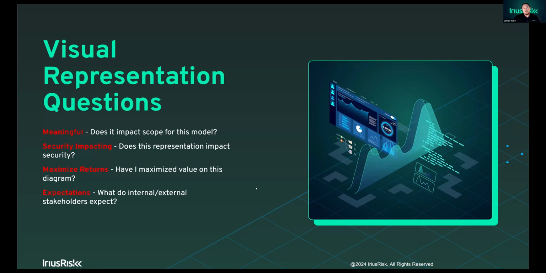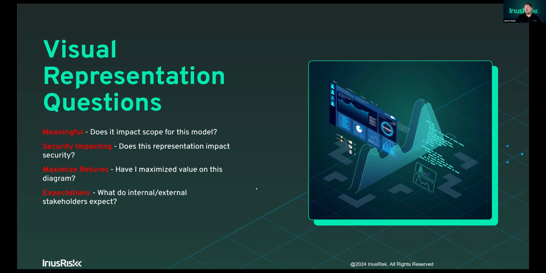And then lastly, we talk about expectations. What do internal and external stakeholders expect? This is sometimes the part where value meets expectations, because yes, I want to diagram something, and maybe I only want to diagram things that actively contribute to an overall risk reduction in this design or in this application or in this change.